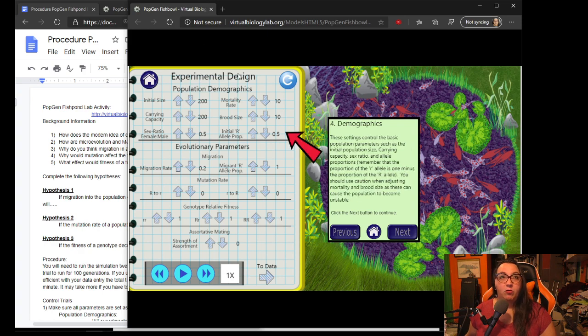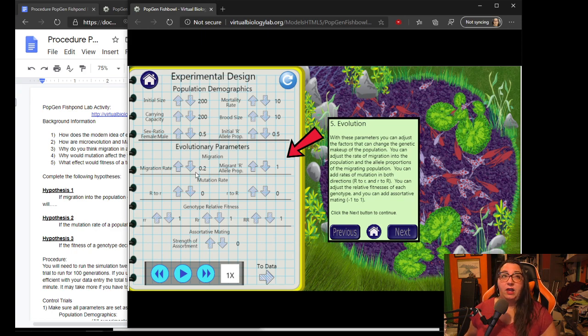It talks about the demographic controls. These are going to be our constants, and so we're going to keep them set at where they are when we begin, which is 200, 200, 0.5, 10, 10, 0.5. And I'll talk about those a little more specifically in a minute. Then you've got your evolutionary parameters, your migration rates, your mutation rates, and genotypic relative fitness. And we have control over all of those things.